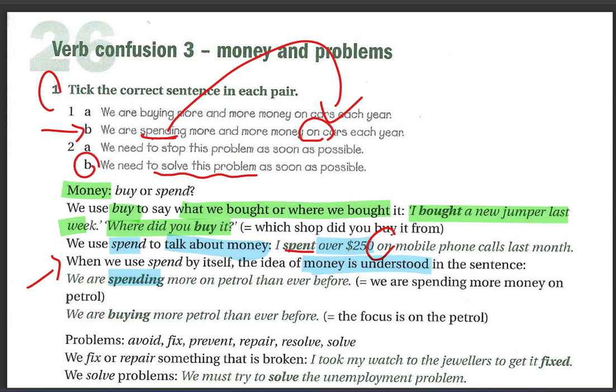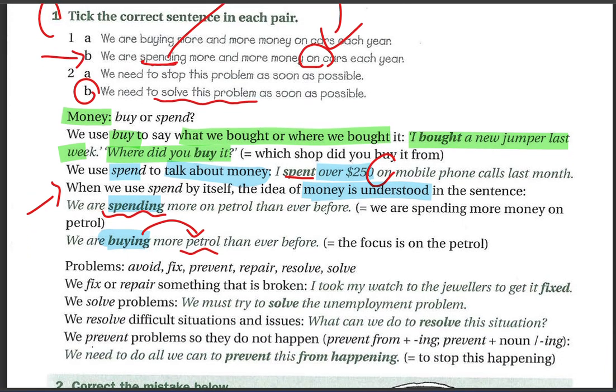Okay, the next one. We are buying more petrol than ever before. So here, the verb buying puts emphasis on petrol. Yes, but here, spending puts more emphasis on the money, not the petrol. Okay, this is the difference.